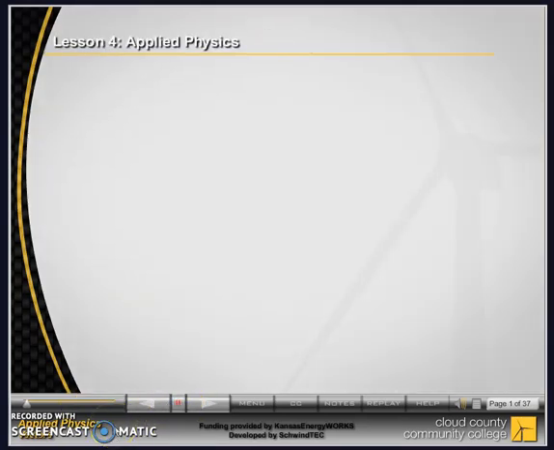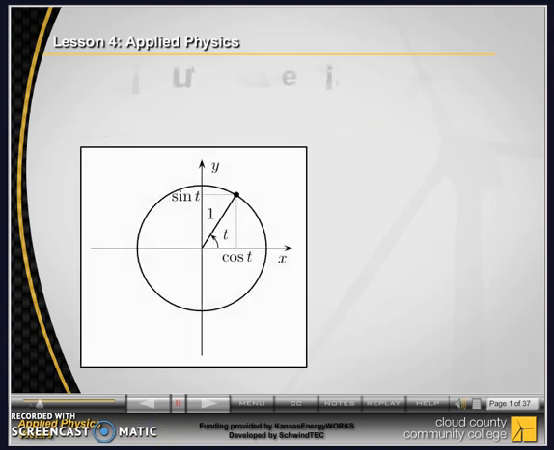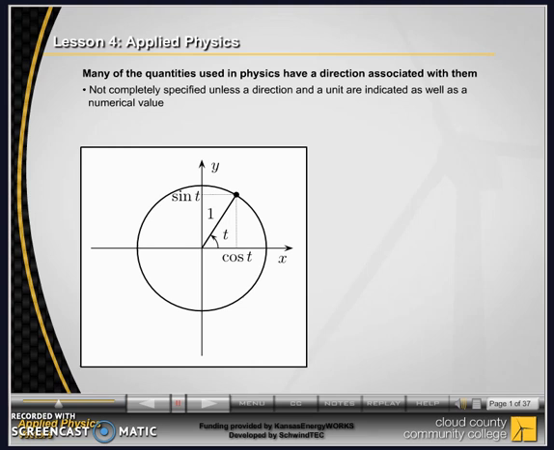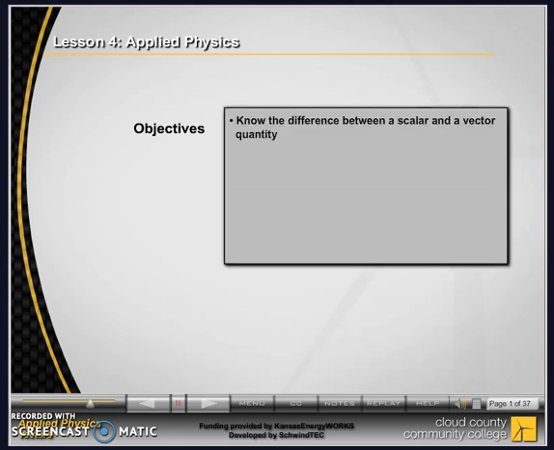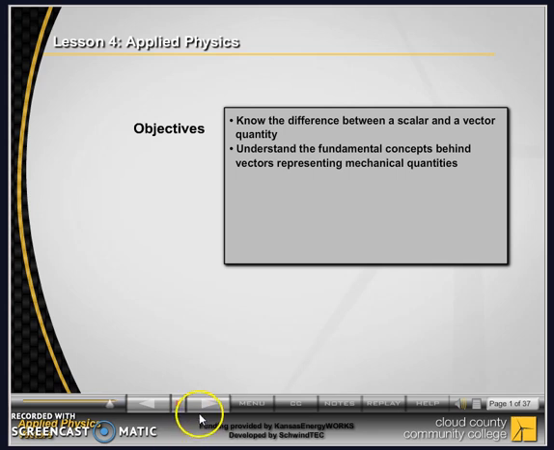Welcome to Lesson 4 of Applied Physics. This lesson covers vectors. Many of the quantities used in physics have a direction associated with them. Such quantities, which are not completely specified unless a direction and a unit are indicated as well as a numerical value, are known as vector quantities. In this lesson you will cover the following objectives. Know the difference between a scalar and a vector quantity, and understand the fundamental concepts behind vectors representing mechanical quantities.